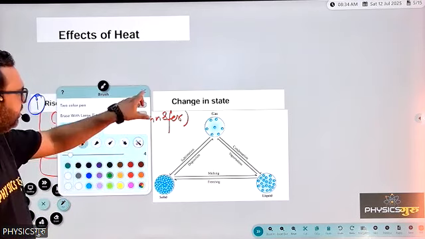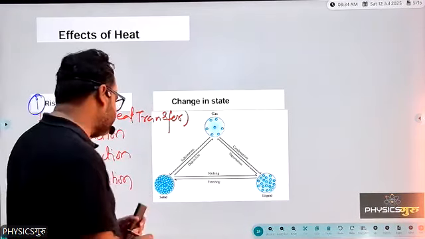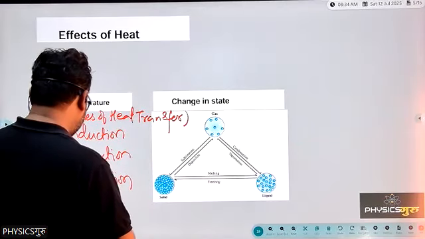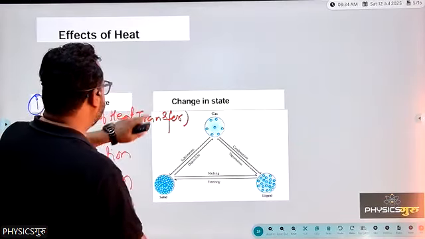Now we'll talk about change in state. Suppose we have solid, we have liquid, and we have gas. As we know, matter is classified under three categories.